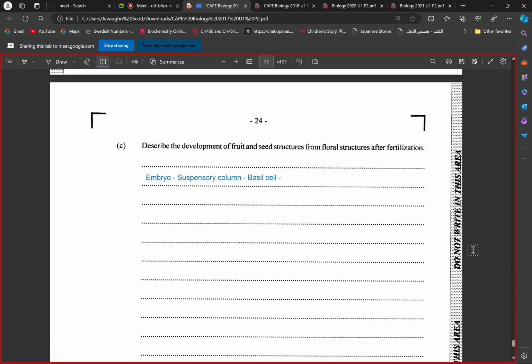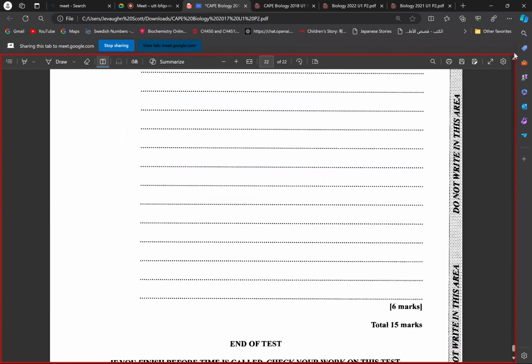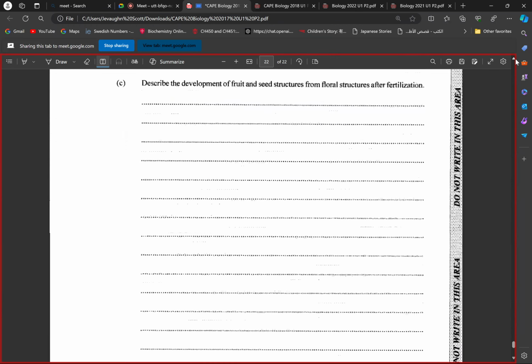So we're just describing that type of development within the fruit and seed structures, right? So generally, I would take it to describe the seed first, and then after this develops, I would start describing the ovary and how it complexifies into the endocarp, mesocarp, and exocarp of the fruit, right? And that would be the end of that section.